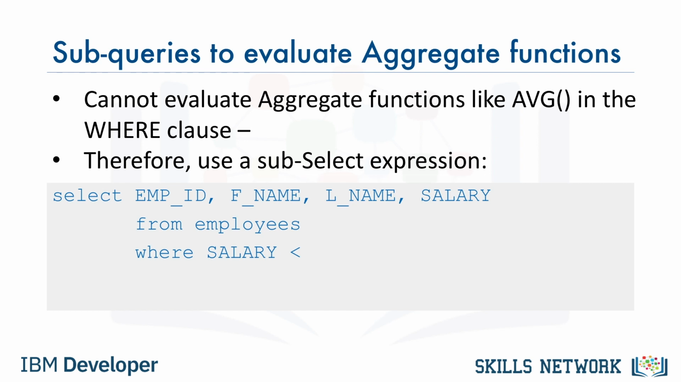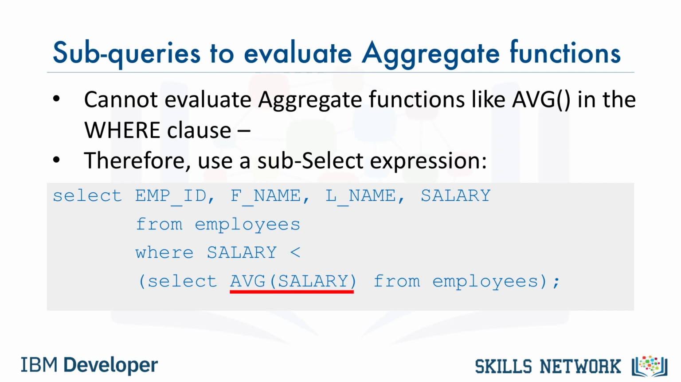Select employee ID, first name, last name, salary from employees where salary is less than, open parenthesis, select average salary from employees, close parenthesis. Notice that the average function is evaluated in the first part of the subquery, allowing us to circumvent the limitation of evaluating it directly in the where clause.